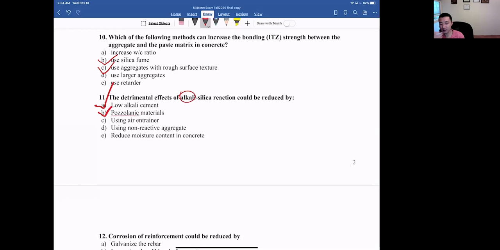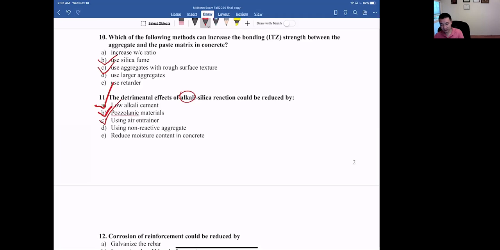Use air entraining agent. Air entrainer will generate tiny air bubbles in concrete. When we have alkali silica gel generated in concrete, we have expansion in volume. The reason we have cracking due to ASR is that the gel expands. If we have air bubbles in concrete, that will potentially reduce the stress generated by this gel. So air entraining agent can reduce the potential for ASR.